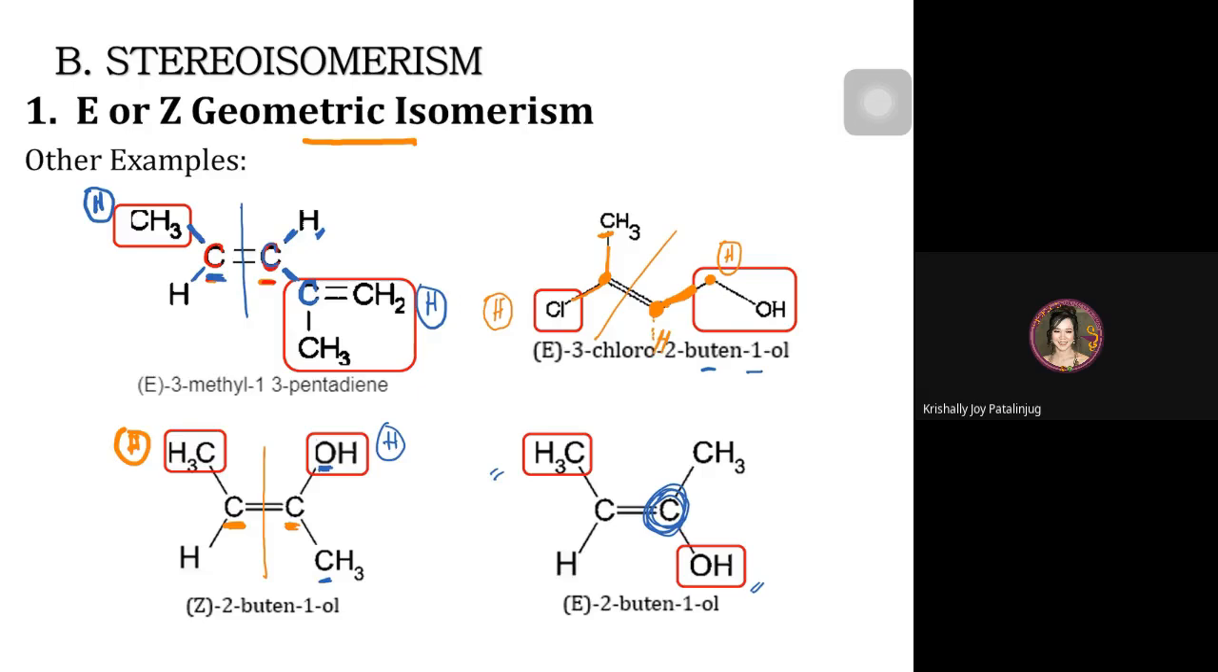So, E isomer. Now, balik tayo sa structure 1. Sa structure 1, yung directly attached to each double bond carbon, di ba? Each has a hydrogen. That is why, kapag tinanong kayo, possible ba yung cis trans isomer for this structure? Yes, possible din. Kasi nga, sabi natin, cis trans isomer exists if in each double bond carbon may tig-iisang hydrogen directly attached to it.